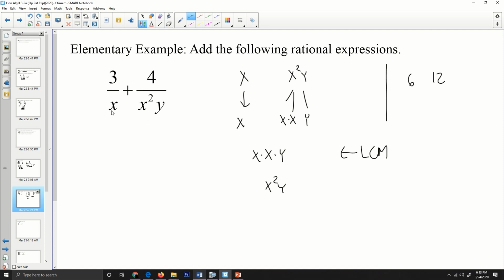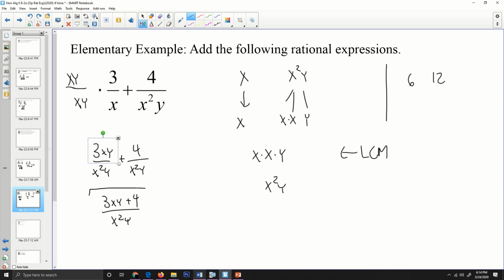All I have to do is ask myself, what times x is x squared y? Well, xy over xy is a funky one. And when I multiply xy times x, I'll get x squared y, and that'll give me 3xy over x squared y plus 4 over x squared y. Now, the numerators are not like terms, so I can't combine those two. And so my final answer is going to be 3xy plus 4 over x squared y.